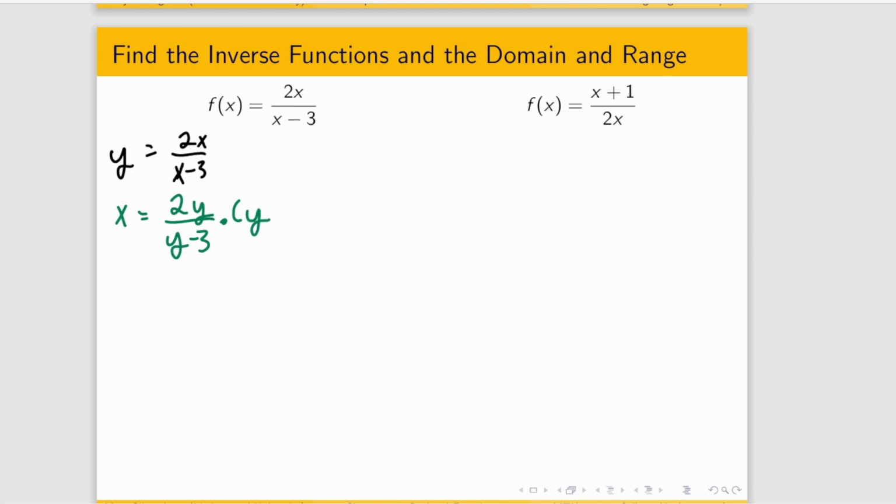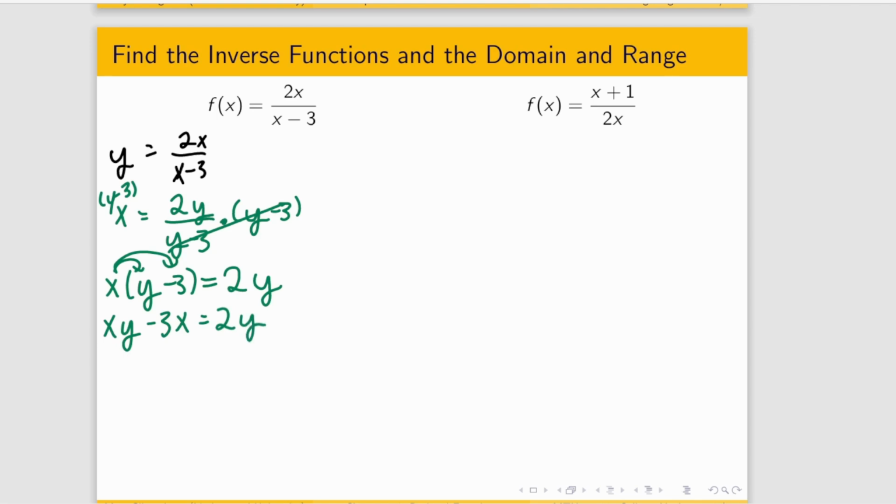So in particular here, I would multiply both sides by y minus 3. So I get x times y minus 3 is equal to 2y. And then my goal is to solve for y, so I want to move all terms with a y to one side, without a y to another. So I'm going to go ahead and distribute that x. So that would be xy minus 3x is equal to 2y. Again, I want to move everything with a y to one side, everything without a y to another.